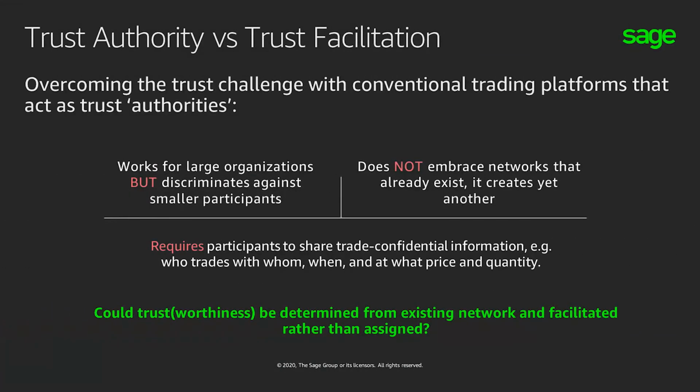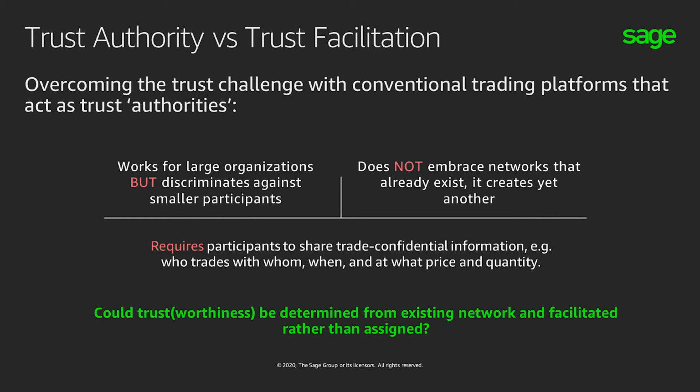Dedicated trading and procurement platforms are a conventional way of resolving the trust challenge. These act as trust authorities, whereby trust is secured through a managed onboarding process. The model works for large organizations, but innately discriminates against smaller market participants. Small businesses do not have the means of implementing a procurement platform for their own benefits, and working with any buyer-enforced platform creates friction. A further concern is that trading platforms require parties to share who trades with whom, when, at what price and quantity, trade confidential information businesses may not wish to disclose to a third party.